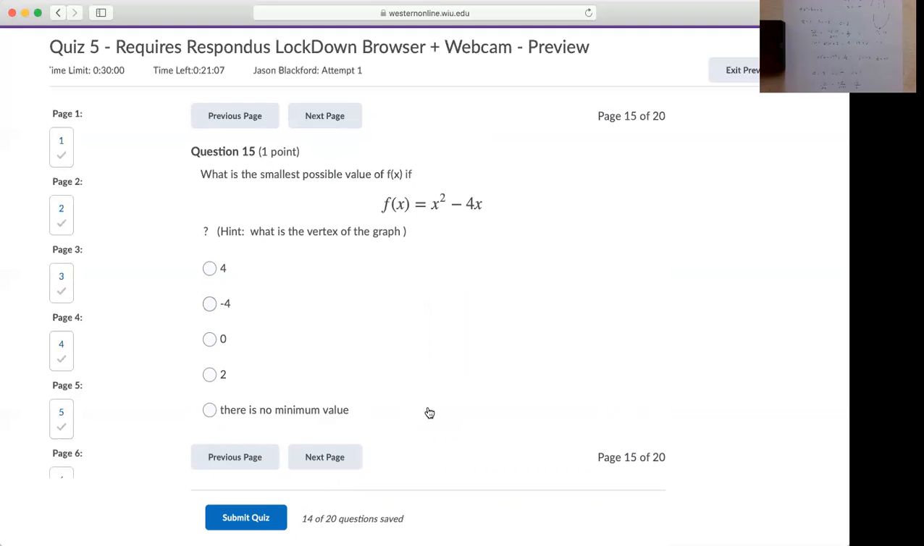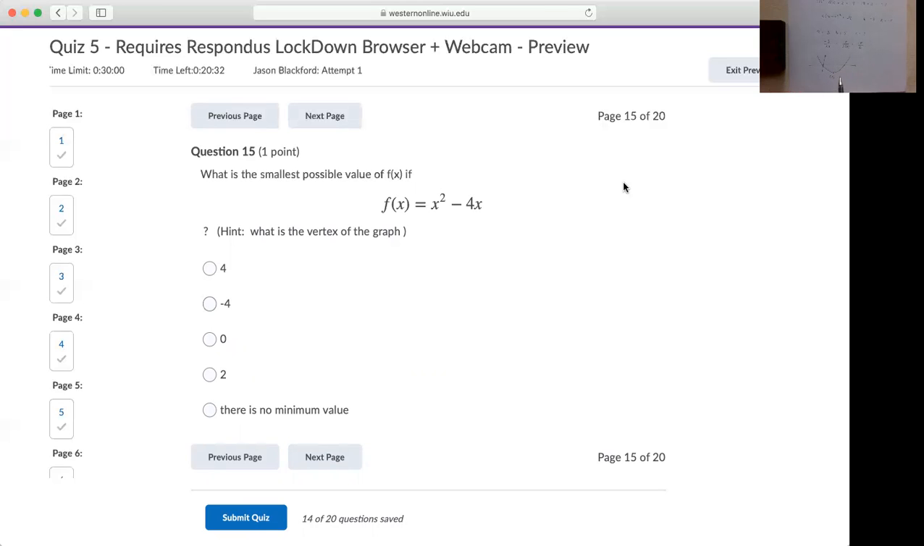Question 15, what's the smallest possible value of f of x? That's really, what's the smallest value that x squared minus 4x can be? In this case, again, you want to look at the graph, and once again, this graph will sort of tell you the story. You can check that there are x-intercepts at 0 and 4, but really all you need to know is what this vertex is, which is 2.